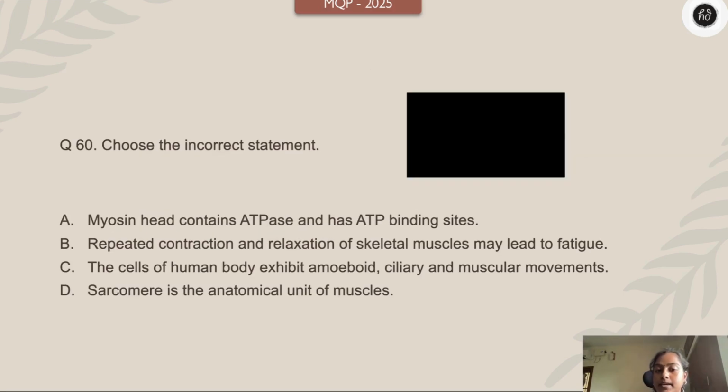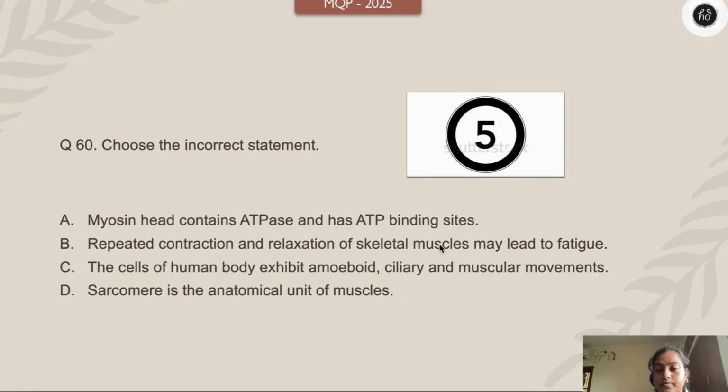Choose the incorrect statement. Myosin head contains ATPase and has ATP binding sites. Repeated contraction and relaxation of the skeletal muscles may lead to fatigue. The cells of the human body exhibit amoeboid, ciliary and muscular movements. Sarcomere is the anatomical unit of muscles. Which do you think is the wrong statement here? Your time starts. 3, 2, 1 right now.